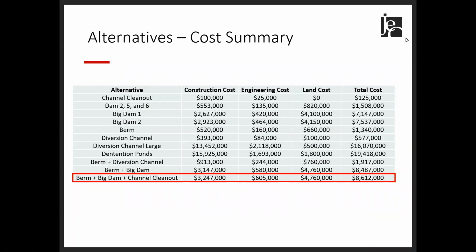Back to the alternatives developed and analyzed with this study, the table below is a summary of the costs for each of those alternatives and the combinations of various alternatives. As shown and as described by Nick, the large diversion channel and the detention ponds have a very high cost associated with them. Some lower costs are seen with some of the combinations, and that includes the preferred alternative that we recommend, highlighted in red at the bottom, the berm, the big dam, and the channel cleanout at approximately $8.6 million total cost.